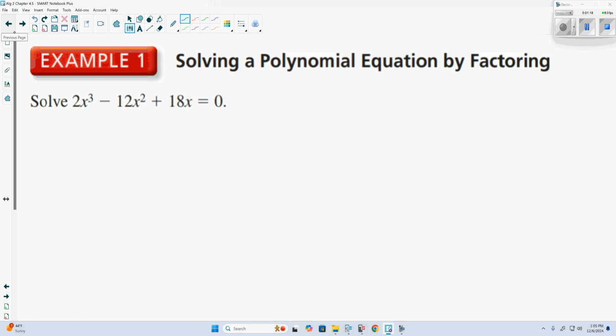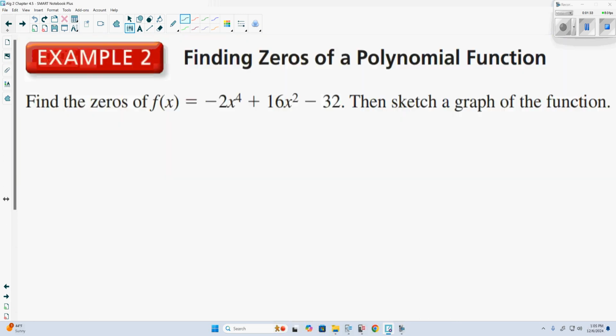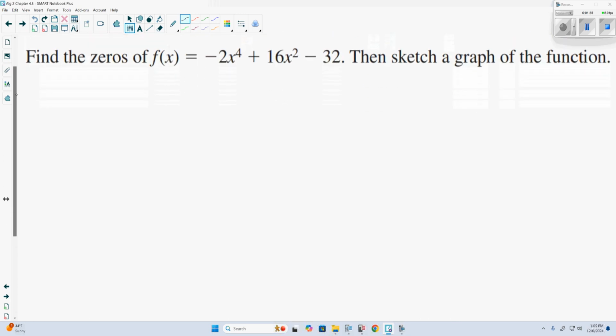All right, guys. So this one here is just the first one on the note sheet. 2x cubed minus 12x squared plus 18x equals 0. We went through factoring on these, but I'm not going to worry so much about the factoring. I'm just going to start with this one here, negative 2x to the fourth plus 16x squared minus 32. If I remember right in the video, I factored it and did the process of that. We can also graph it.